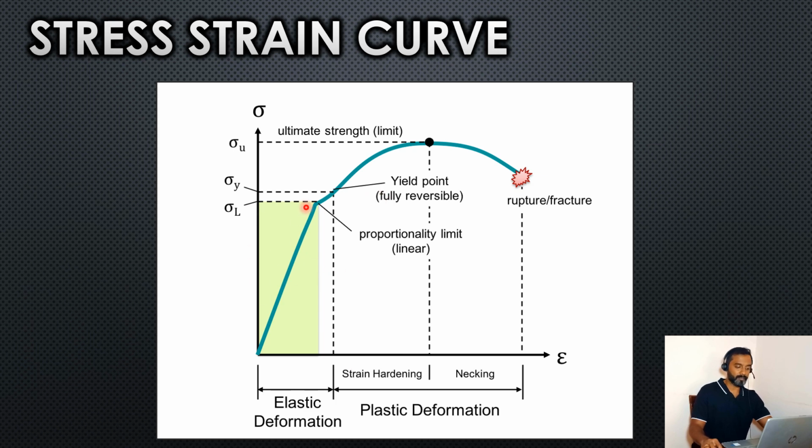Here, one important thing you have to notice is the yield point. So what is the yield point? The yield point is the point till which the material is fully reversible. What does it mean? Beyond this point, the material will not be reversible. So if you put some force on a material and the material can hold up to this point, it is reversible. For example, a rod or glass or anything.